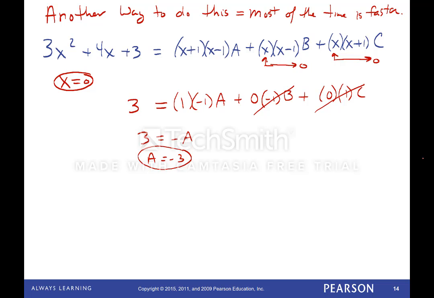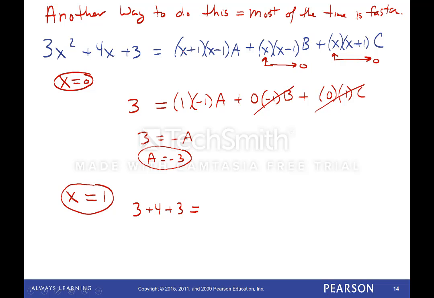Let's see if we can zero out some other ones. What's another one that can zero these out? I noticed that I have x minus 1 over here, and I have another x minus 1. So I'm thinking, if I choose x equals 1, I'm going to be able to zero out the a and the b this time. Let's go for it. Plug it in. 1 squared is 1, 1 times 3 is 3, 1 times 4 is 4, and then you got the loner at the end, 3.